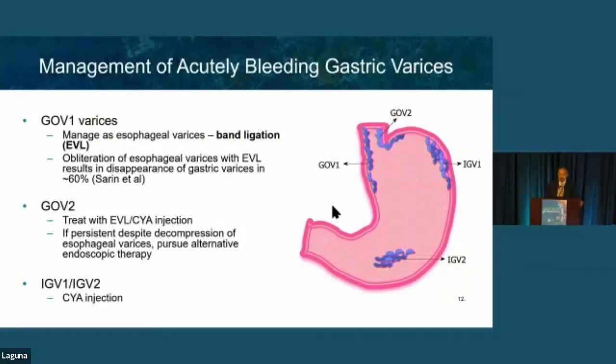So today, in terms of management of acutely bleeding gastric varices, as I mentioned before, for gastroesophageal varices type 1 or lesser curve varices, we can band these. So anytime we see these in an acute bleeding situation, we can go ahead and deploy our bands to treat them. In GOV2 or IGV1 or cardiofundal varices, we can deploy bands in these situations, but as we all know, that can be fraught with complications and very difficult to handle. So generally, cyanoacrylate glue is the crux of our therapy. And then GOV2, IGV2 tend to be much more rare and difficult to handle, but we will use cyanoacrylate and coils in these situations as well.